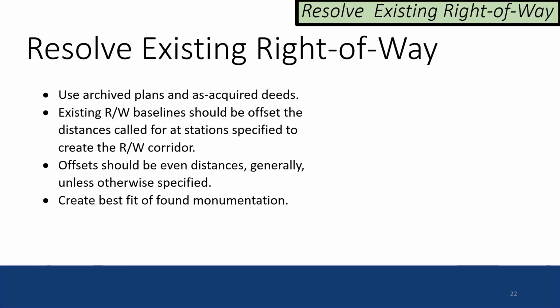While the existing right-of-way baseline and property boundaries are being established, the existing right-of-way corridor needs to be established. Using the archived plans and as-acquired deeds, the existing right-of-way baseline should be offset the distances called for at the stations specified to create the right-of-way corridor. Generally, these offsets should be even distances unless otherwise specified due to a jog in a property line. Also, the existing right-of-way corridor should end up being a best fit of the found monumentation and hit most evidence relatively well.